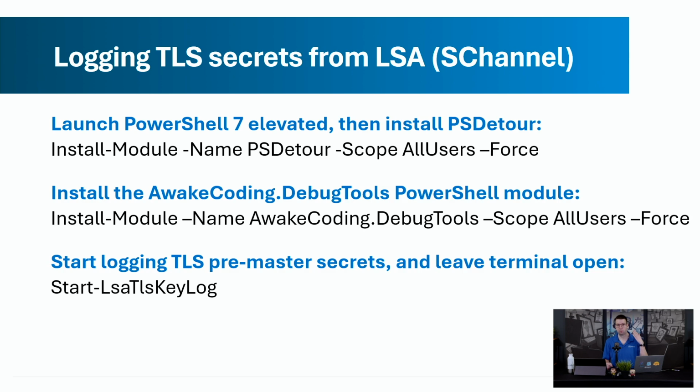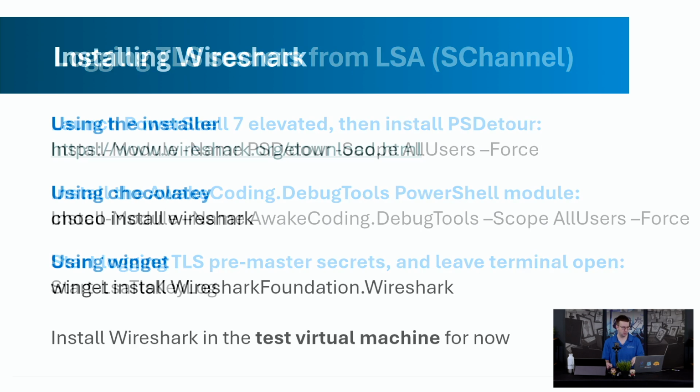And then from your elevated PowerShell 7 terminal with the PowerShell module installed, start the LSA TLS keylog, and you leave it running. You will see a line at the terminal that says it's logging TLS master secrets from the LSA with a path in the temp folder. So this is perfect, just leave it there.